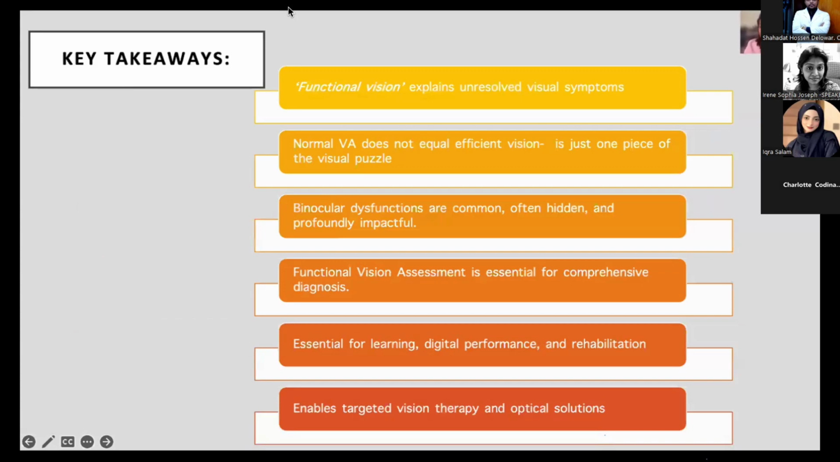So the key take-home messages here are, in summary, that functional vision assessment explains visual symptoms that remain unresolved after a standard eye examination. Normal visual acuity does not equate to efficient vision. By integrating functional vision testing into clinical practice, optometrists can provide targeted interventions, improve patient outcomes, and also position themselves as a primary provider of complete visual performance care.